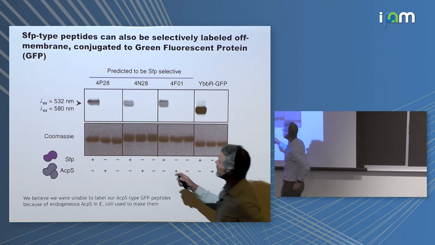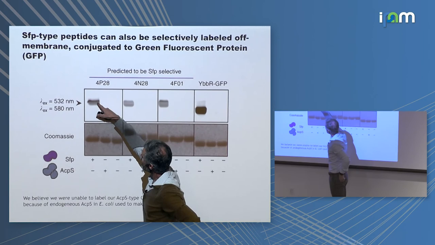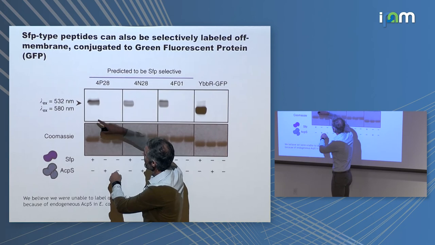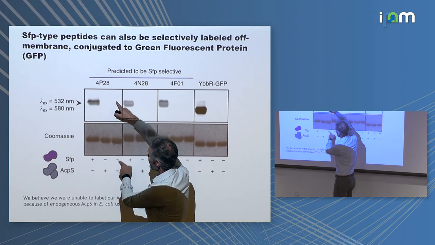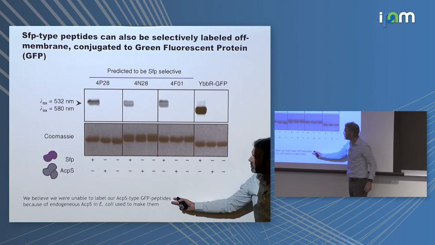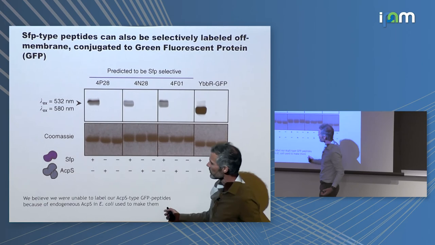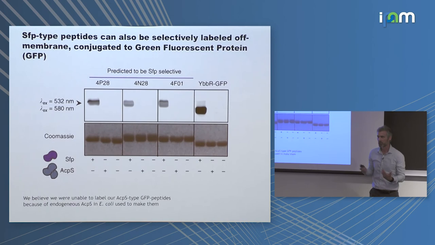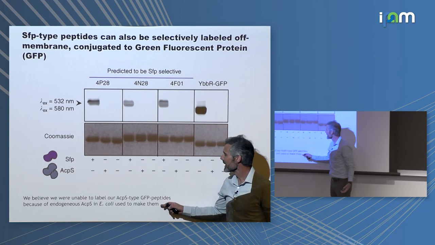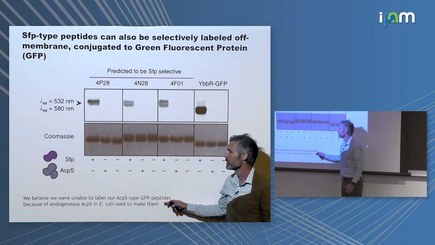What you see are pictures of a gel, so these are the controls, where you see activity when treated with SFP and not ACPS. You don't see activity when treated with ACPS, and then this is just another control where nothing was treated. The ACPS-type specific peptides actually don't work, and apparently we realized after the fact that's because there's endogenous ACPS inside E. coli, part of how they work as organisms, that labeled the ACPS-type peptides without the fluorescent dye. So those work on the membrane, but not on GFP.